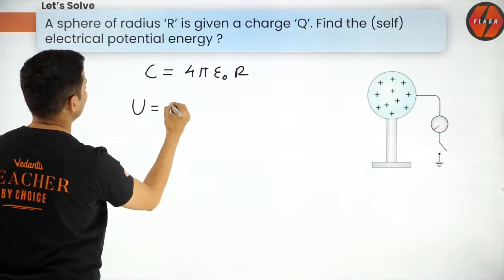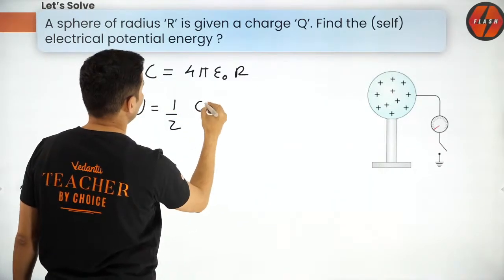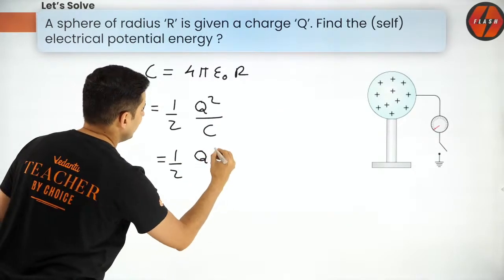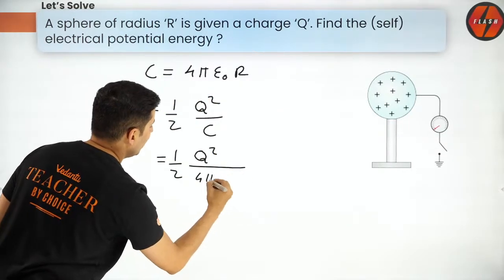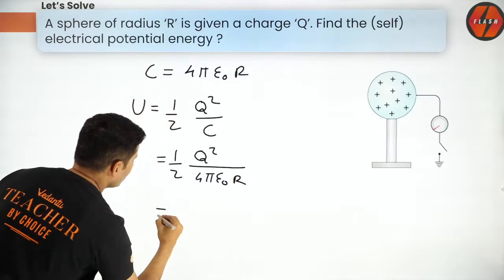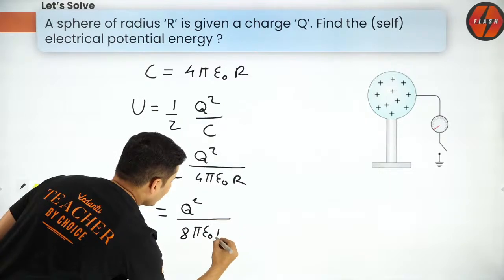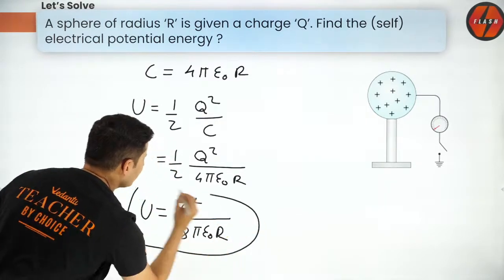So what is the energy stored? Half q square by c. So just substitute: c is 4 pi epsilon naught r. So this will be q square by 8 pi epsilon naught r. That is the answer. Done.